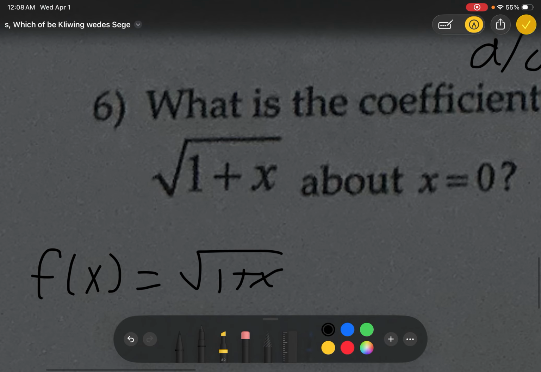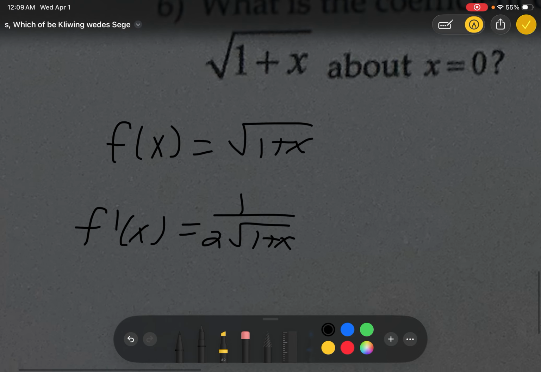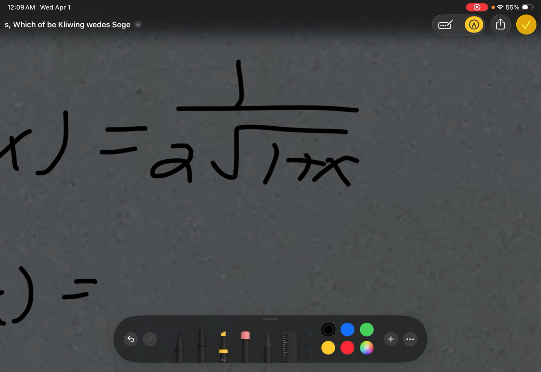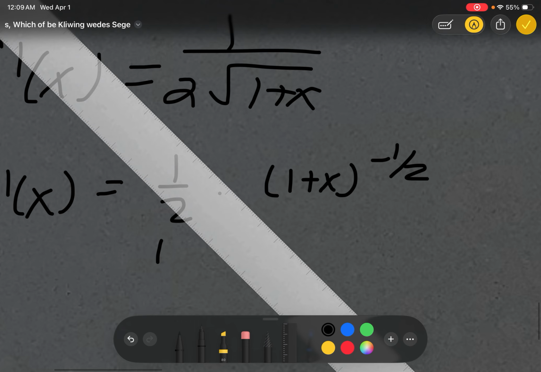plus x. Now we're going to derive that using a memorized derivative. That's going to be 1 over 2 root 1 plus x. f double prime of x, this is our last derivative, is going to be 1/2 times 1 plus x to the negative 1/2. We're going to use the power rule.